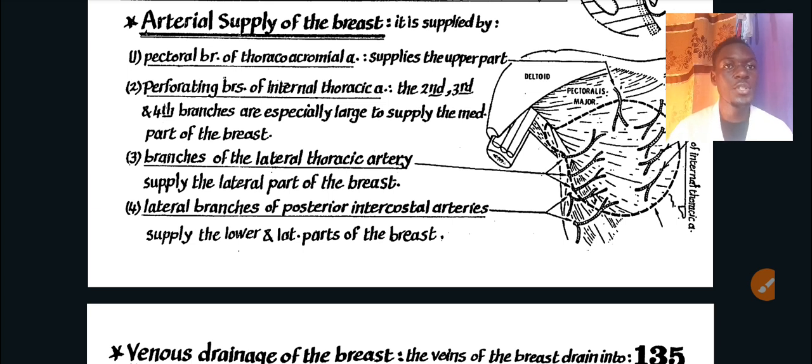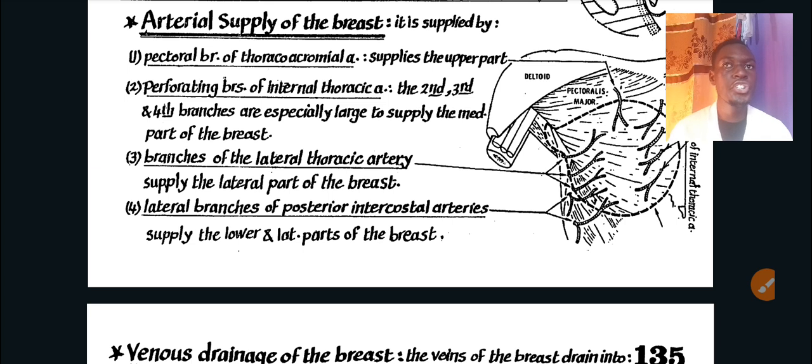Now, the internal thoracic artery goes into the thorax region and penetrates downwards. And if you look at point 2 there, it says that we have the perforating branches of the internal thoracic artery, which is a branch of the subclavian artery. These perforating branches, as they go into the thorax, perforate through the intercostal spaces in the second, third, and fourth branches, and are especially large, and they supply the median part of the breast.